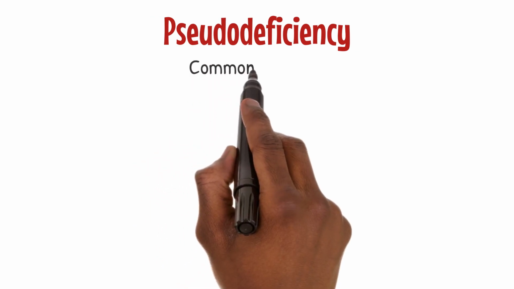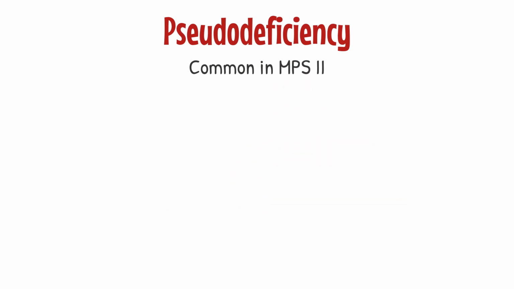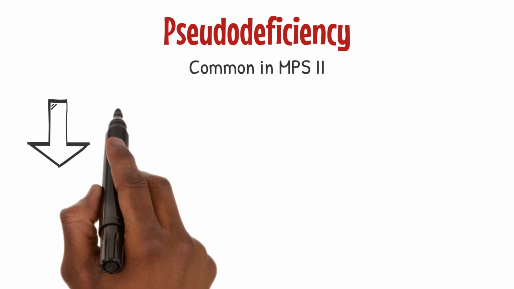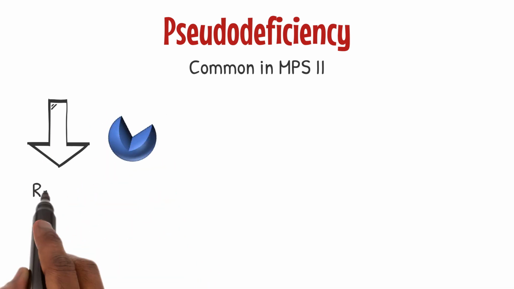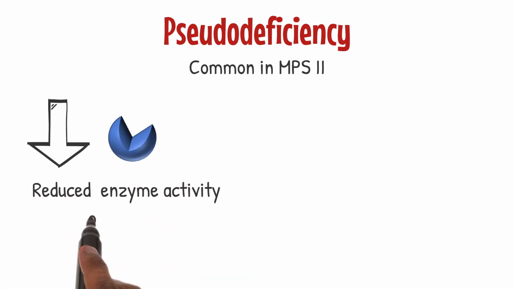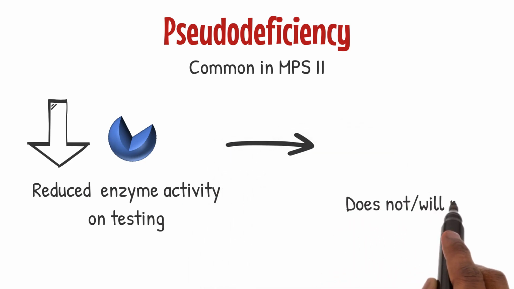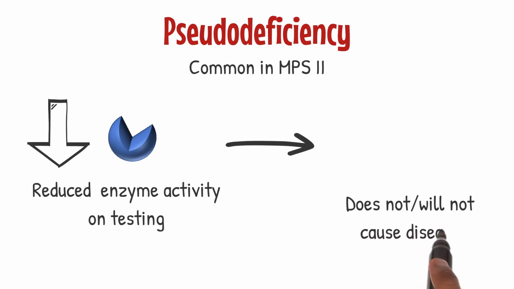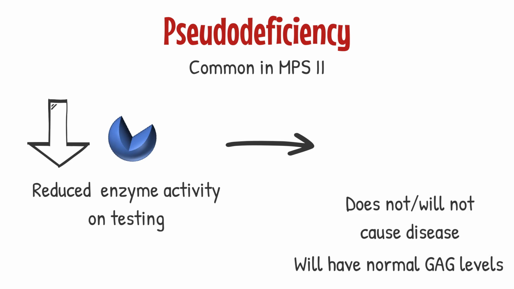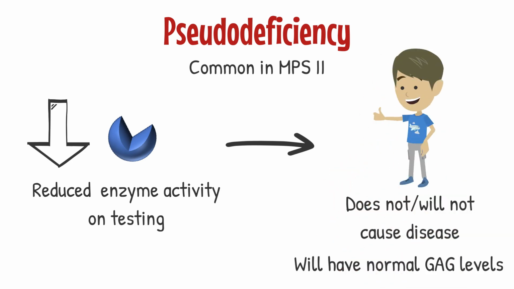Pseudodeficiency is commonly seen in lysosomal disorders and is caused by certain known variants in the IDS gene. Pseudodeficiency means that a baby's I2S enzyme levels appear low upon testing, but this decreased activity does not cause disease. Babies with MPS II pseudodeficiency will have normal GAG levels. These infants do not have and will never develop MPS II.